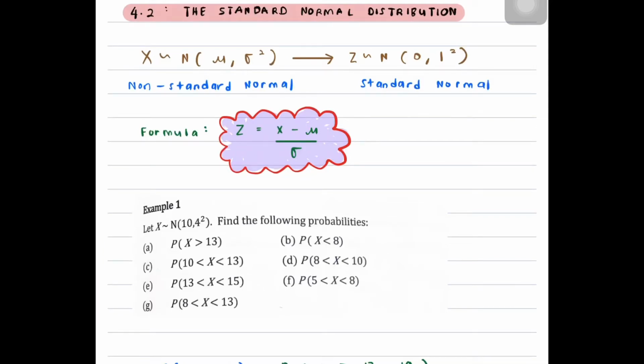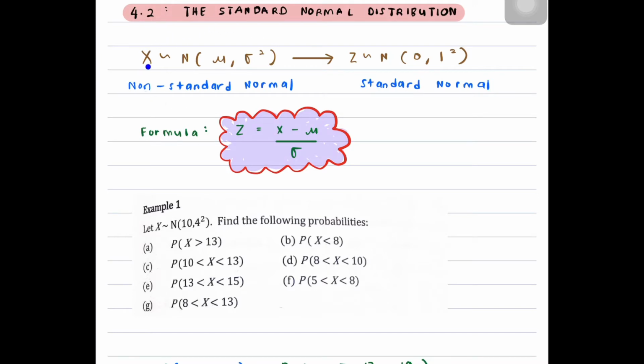Okay, the second subtopic of chapter 4 is the standard normal distribution. In this subtopic, you will learn how to read the value of the probability from the normal table or from the Z table. Okay, look at the first notation.